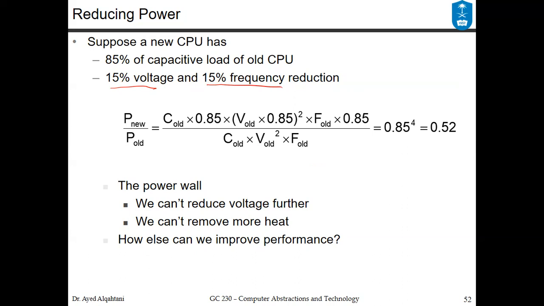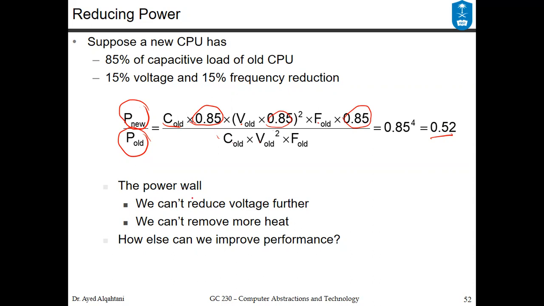So to calculate the power ratio here, we will get the new power and the old power. If we say that the old power is C times V squared times F, then the new power is going to be 0.85 of the old capacitance, 0.85 of the old voltage, and 0.85 of the old frequency. If you calculate this, you will find that the ratio here is 0.85 to the power of 4, which is 0.52. So that's the power reduction between the new power consumption and the old power consumption.